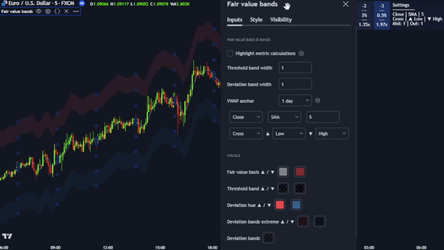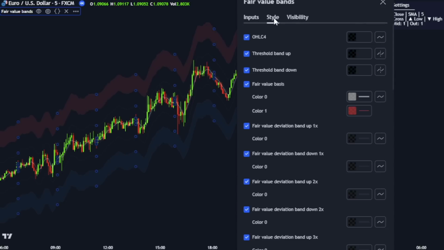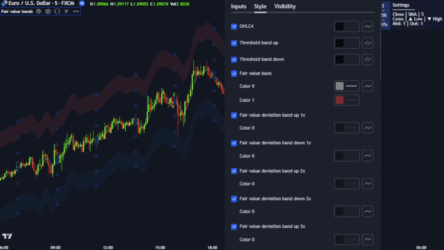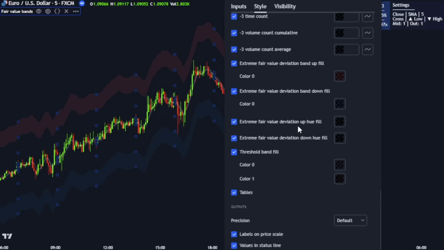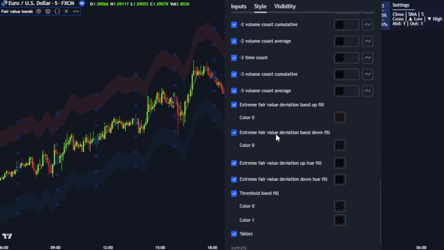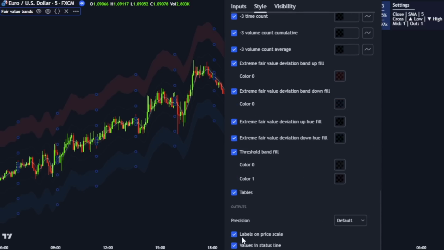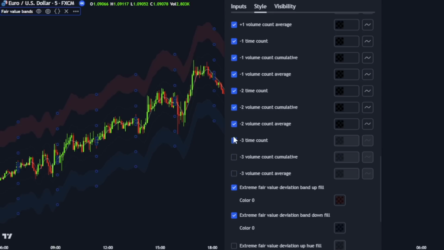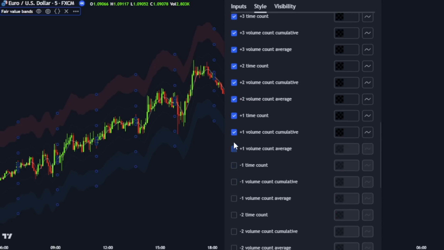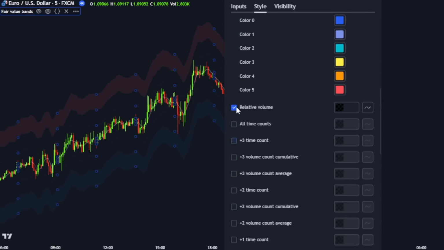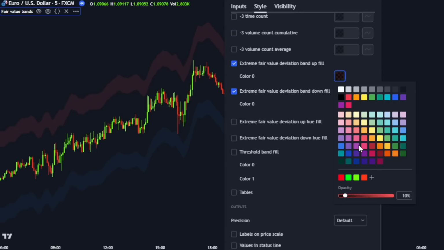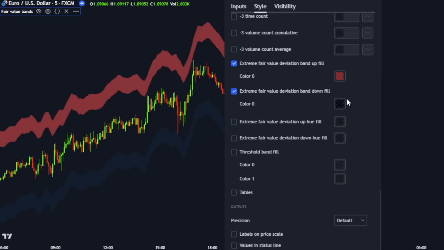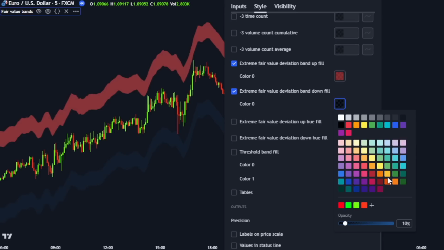Now we go to the Styles section, and as we see there are many options. But we're going to uncheck everything except Extreme Fair Value Deviation Band Up Fill and Extreme Fair Value Deviation Band Down Fill. After unchecking everything, we're going to increase its opacity to 50% in both options.